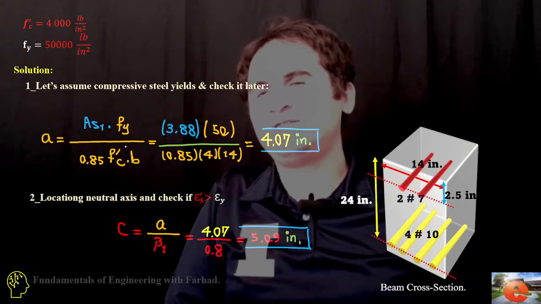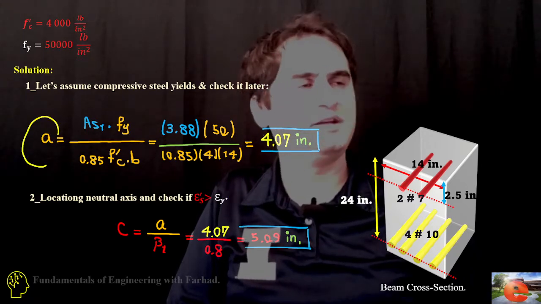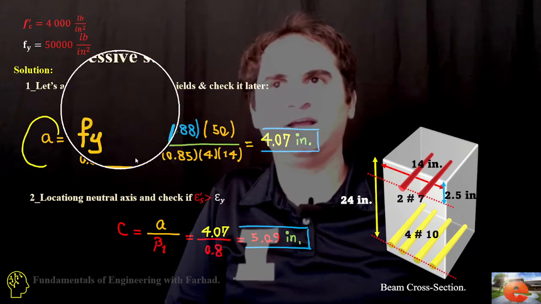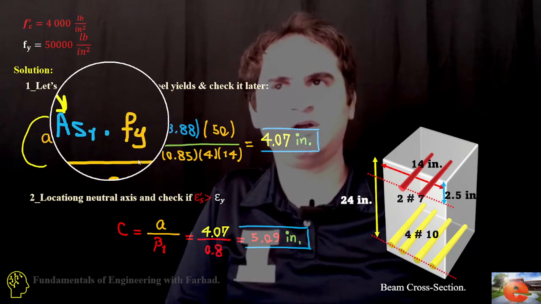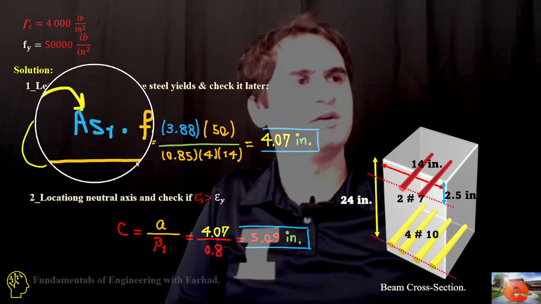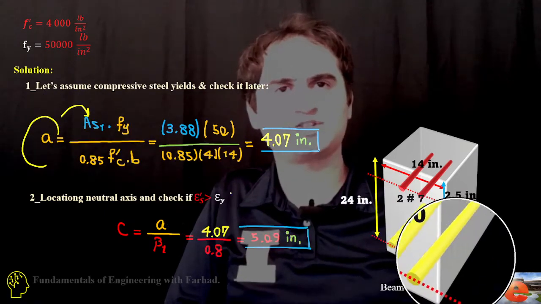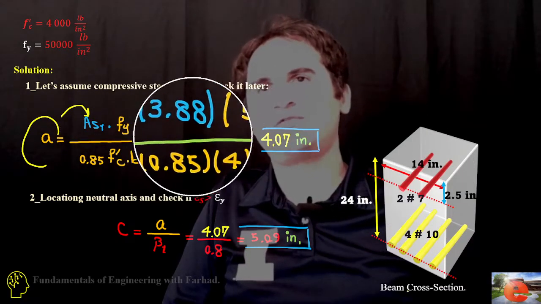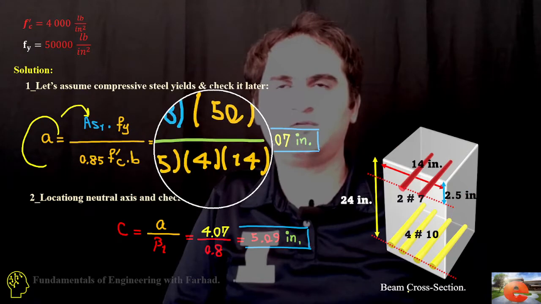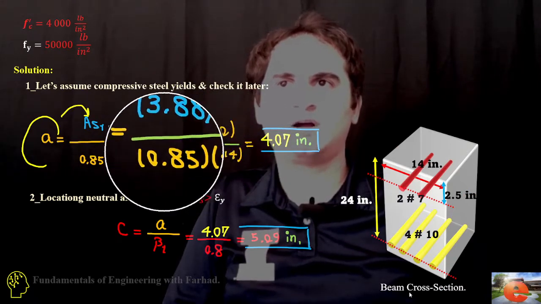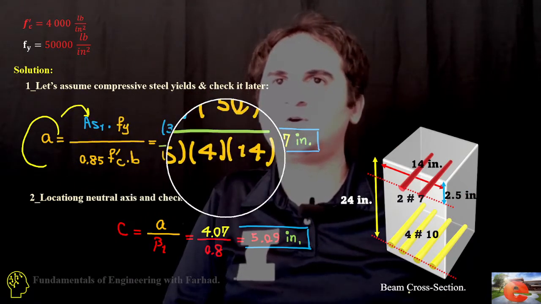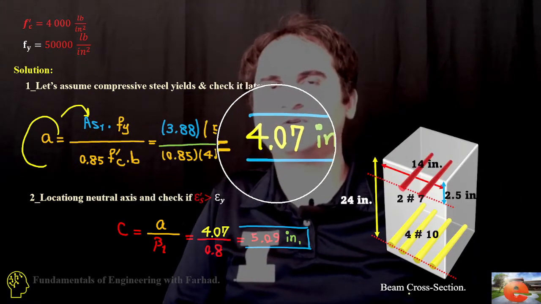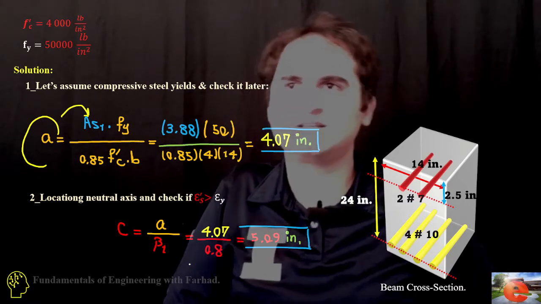As soon as we have that, we can go on and calculate the height of the Whitney block. The only difference in double reinforced is that A s times f y is replaced by A s1, which is the subtraction of A s minus A s prime, times f y. That is 3.88 times 50,000 over 4,000, which is 50 over 4, times 0.85 times 14, which is the width of our section. It gives us a, the height of the Whitney block, equal to 4.07 inches.